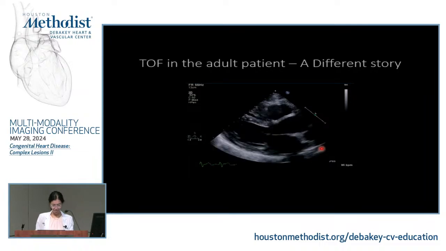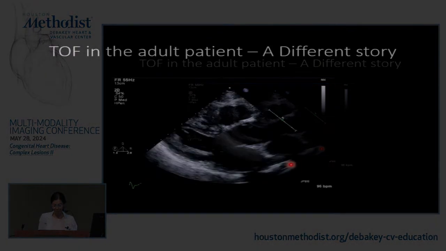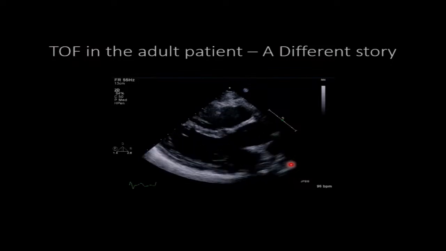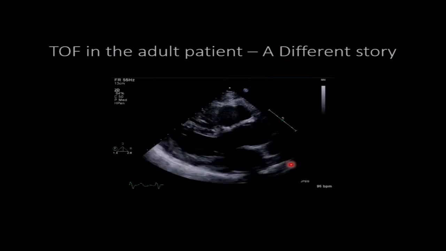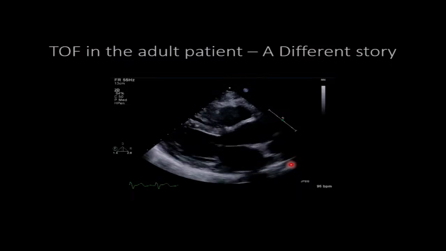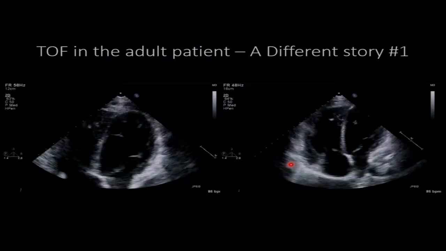In the adult patient, imaging tetralogy of Fallot is a different story. In general we look at repaired patients, so we look at different things. On the other hand, these are patients with scar and increased body mass index, so it has a different set of challenges beyond the diagnosis.